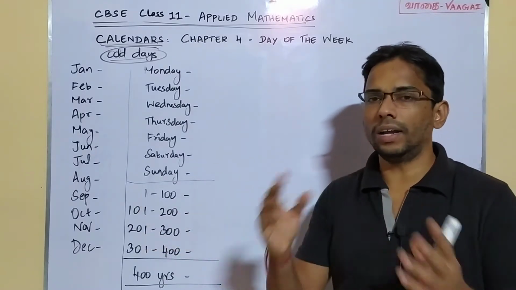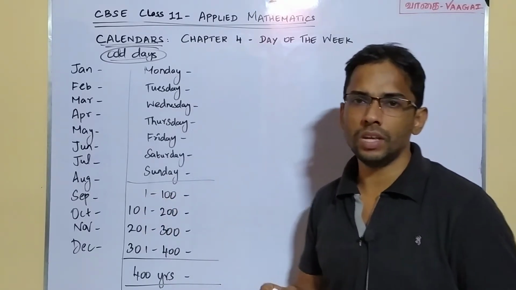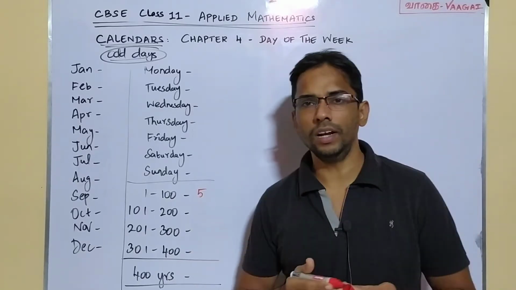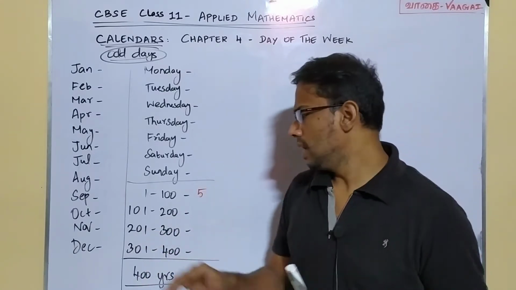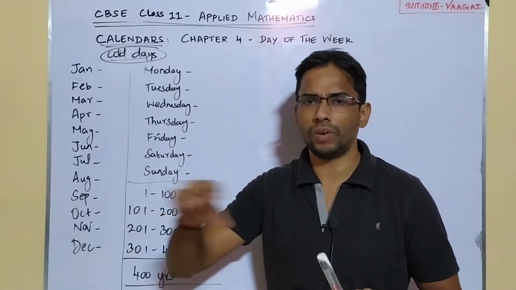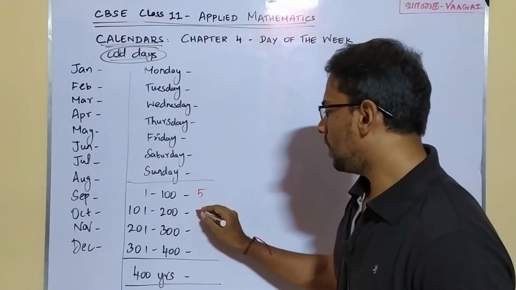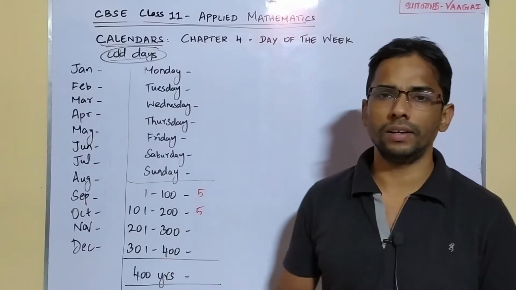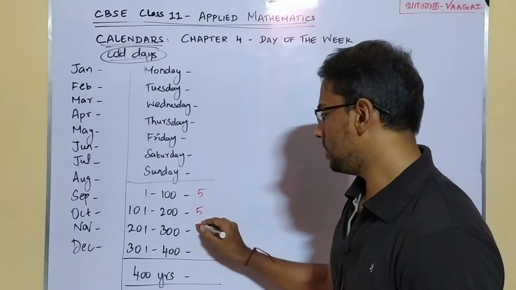For the first 100 years, from year 1 to year 100, how many odd days have we seen? There are 5 odd days. Let's make a note of it here. And for the next 100 years, 101 to 200, how many odd days are there? We have already seen that. Here again we have the same 5 odd days, and the same for the third 100 years, 201 to 300. There also we have the same 5 odd days.